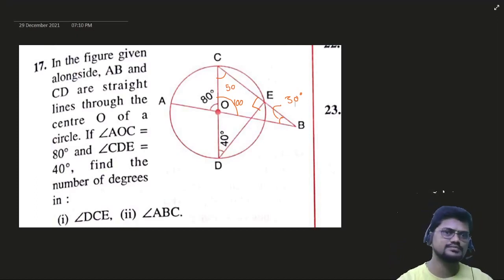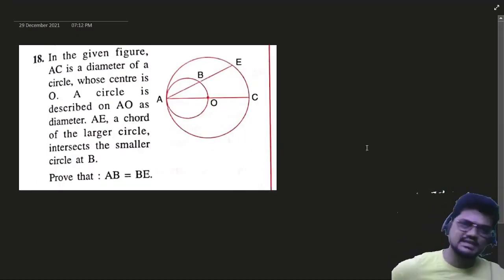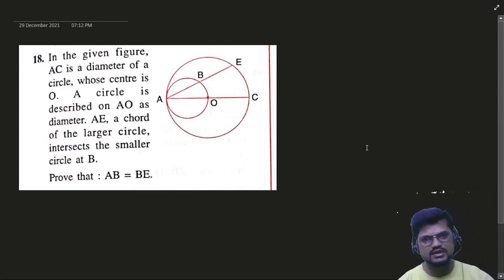Clear? Okay. Now in the given figure, AC is the diameter of a circle whose center is O. Okay, O is the center. A circle is described on AO, where AO is a radius for this circle and AO is a diameter for this circle.